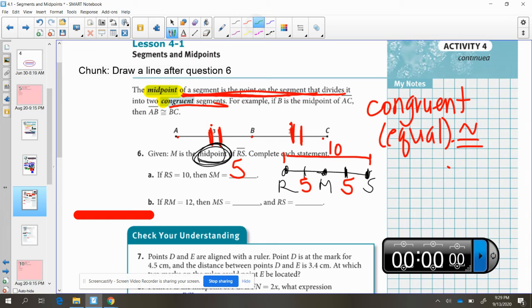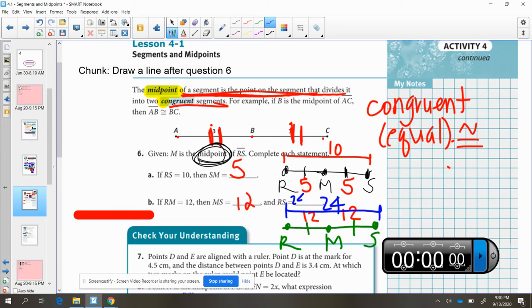Now, if we draw another picture for the second one, we have, again, same given information, R to S, M is the midpoint, mark our picture to show those congruent segments. If RM is 12, that means MS is also 12 because it's congruent, and our whole segment here is 12 plus 12, small guy plus small guy, aka 24. Okay.